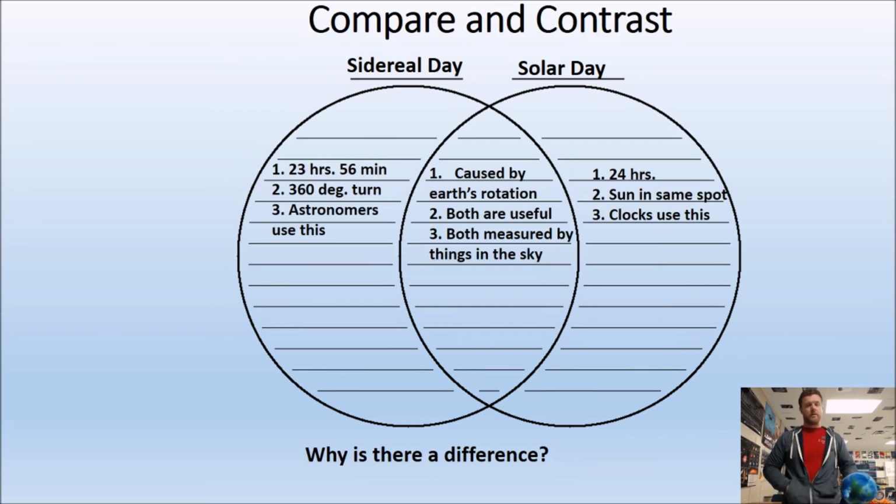If I was going to make this Venn diagram in my science journal, this is what I would write down. Things that they have in common: they're both caused by the Earth rotating, they're both useful, and they're both measured by things in the sky. What do they have that's different? Well, one's 23 hours and 56 minutes. One's 4 minutes longer, 24 hours. One's a 360-degree turn, or rotation. One's a little bit more than that. And the 360-degree rotation is often used by astronomers to denote 1 day, whereas the 24 hours is used by everybody else.